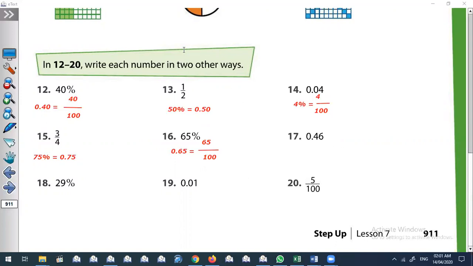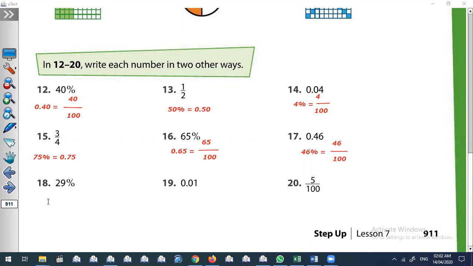0.46, change it into percent first. We have 2 digits, so no problem, 46%. What about the fraction? The fraction is like that. Up will be 46. Down will be 100.